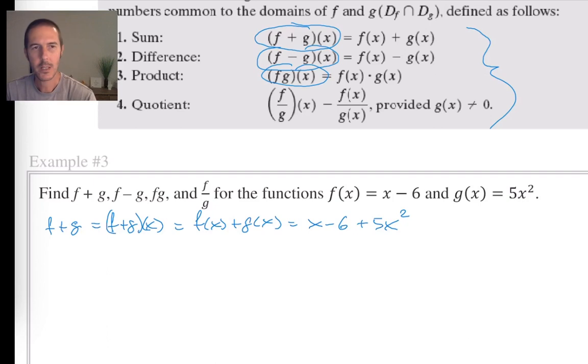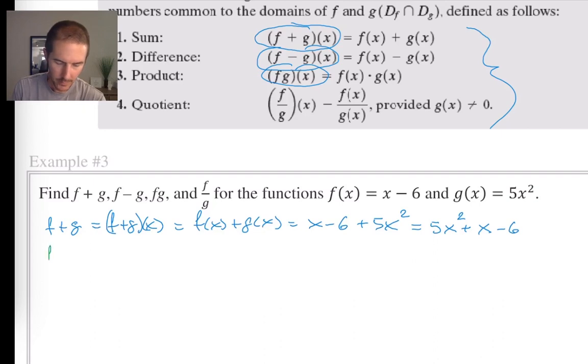I wouldn't typically list this or type this in as a final answer. It's acceptable, it's equivalent to the right answer, but in a multiple choice scenario, I wouldn't be surprised if you saw these terms rearranged so that they were in decreasing order of exponent. So now you see the squared term first, and the x to the first power term is coming after that, and then the constant value is coming last.